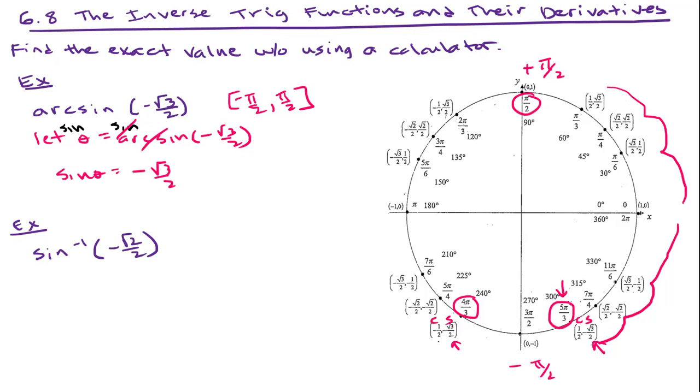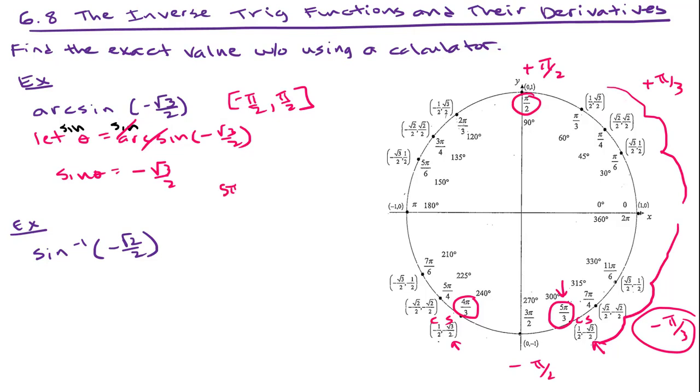Basically the distance between 0 and pi over 3 is the same distance from 0 to 5 pi over 3. But in this case, we have to rewrite it so that it's between negative pi over 2 and pi over 2. So in this case, this will be positive pi over 3, and going the other direction will be negative pi over 3. So negative pi over 3 will be in the range of the inverse function. So the answer to this question is going to be negative pi over 3.